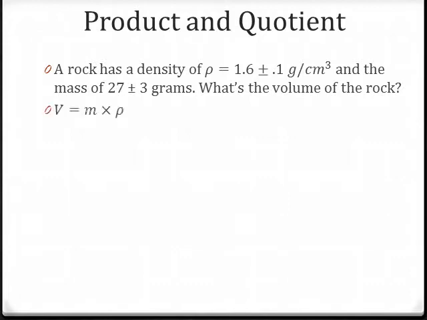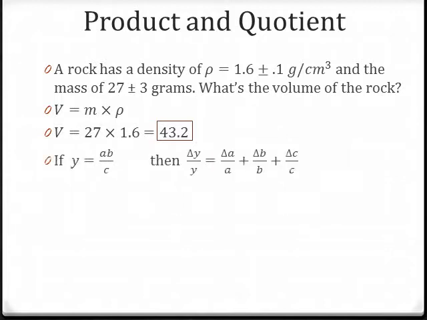So if we want to find this, we're going to have to use the formula that density rho, okay, rho is the symbol for density, times the mass will equal your volume. So we just got to plug in our numbers and find the actual final result. 27 times 1.6, and we get 43.2 cubic centimeters. Now, if we want to find the uncertainty of this value, we've got to use our rule that we had.